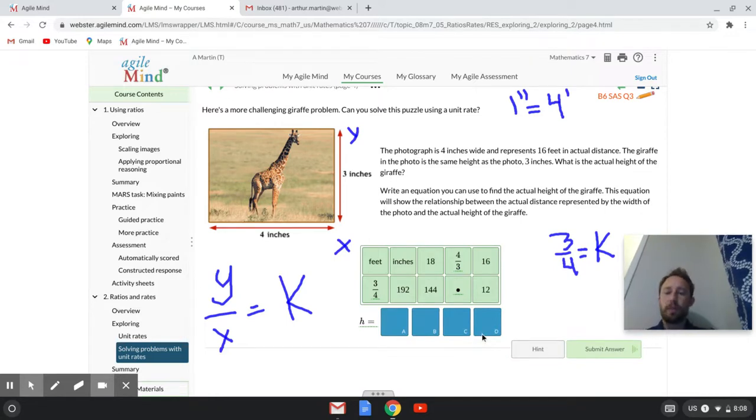All right, so we've reset the problem. So let's see if there's another way we could get this. What could we do to try to figure out how many feet we could get? So once again, if I took our 3/4, which is our constant of proportionality, and I multiply it by a number, what number would I multiply it by to determine my feet? In other words, what times 3/4 equals 12 feet?